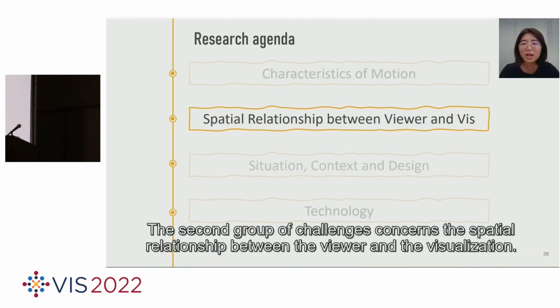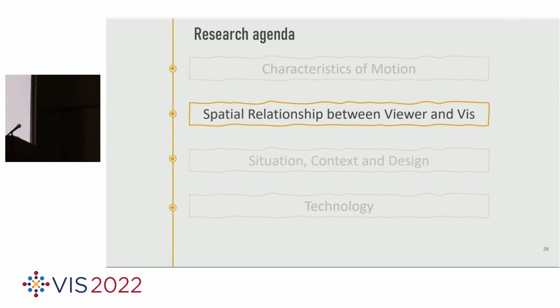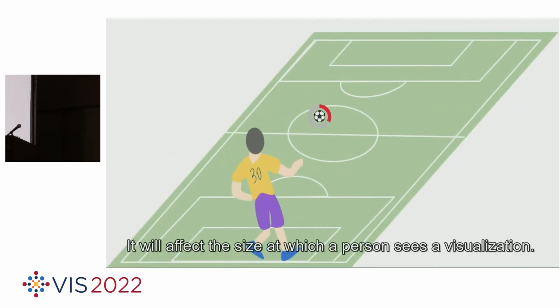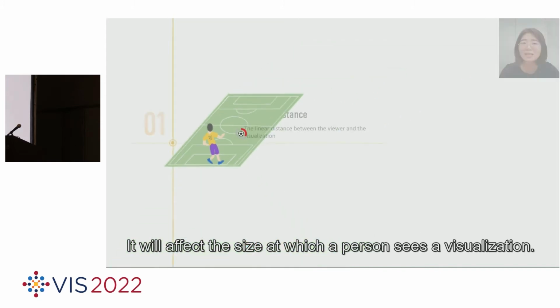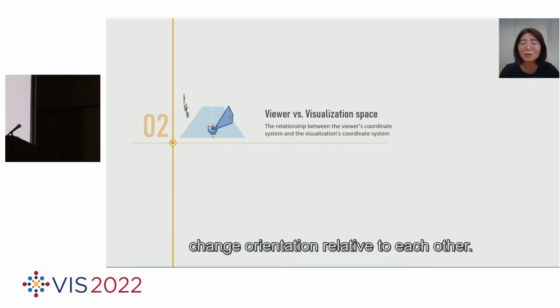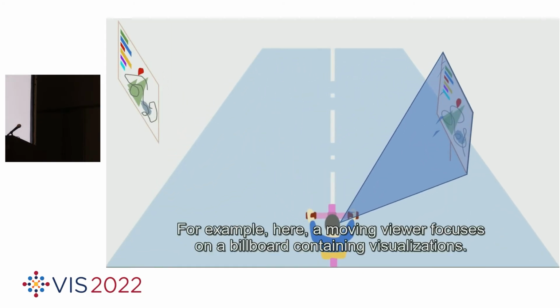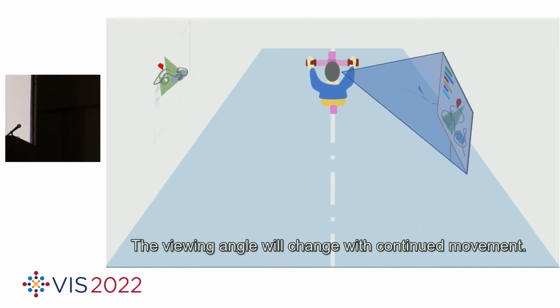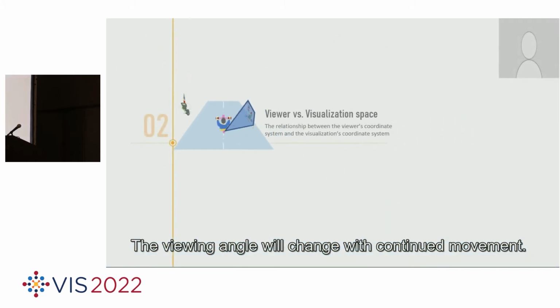The second group of challenges concerns the spatial relationship between the viewer and the visualization. One example is viewing distance from a viewer to a visualization. It will affect the size at which a person sees a visualization. Other types of viewing changes appear when the viewers and the visualization's coordinate system change orientation relative to each other. For example, here a moving viewer focuses on a billboard containing visualizations. The viewing angle will change with continued movement.